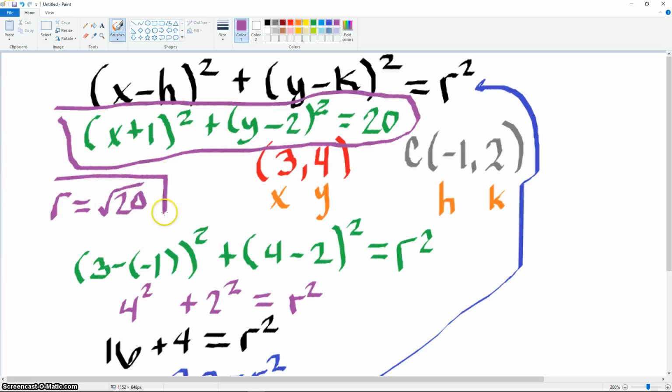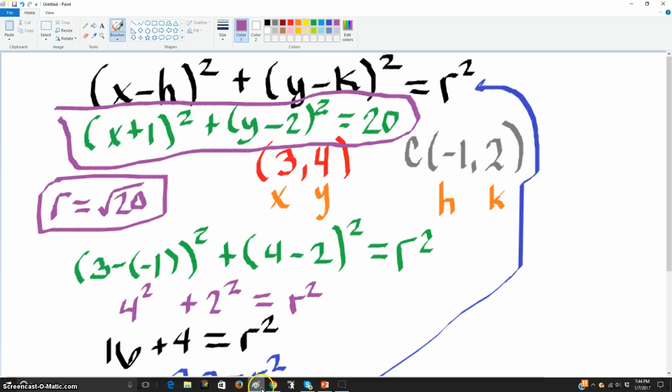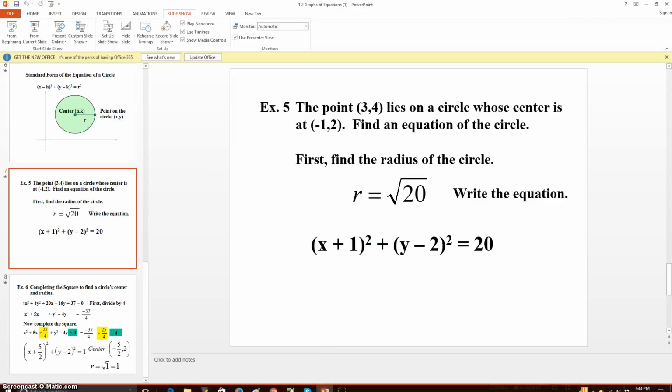This is one of the instances, again, of how you get the radius: just take the square root of this, so it'll be the square root of 20. But like I was saying, this is one of the instances where you don't do plus or minus with the square root, because we can never have a negative radius. So that's why we just leave it as the square root of 20. But that is the equation of the circle. And I'm going to show you in the slide.